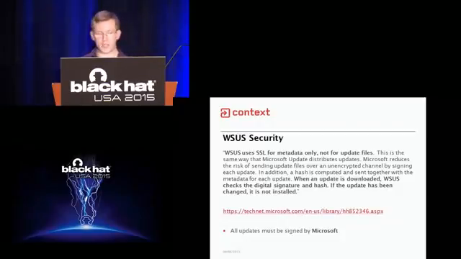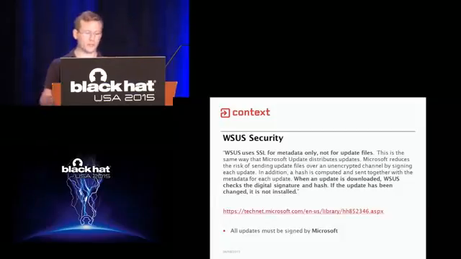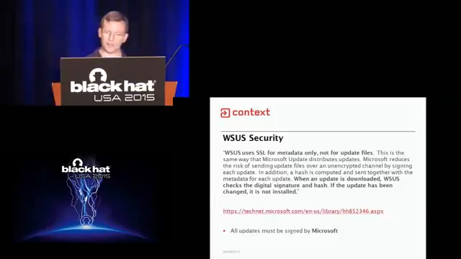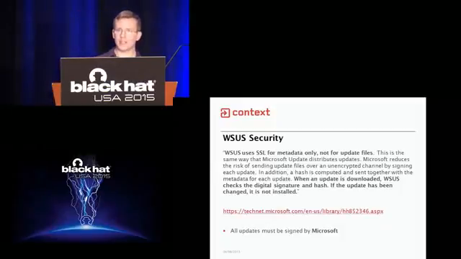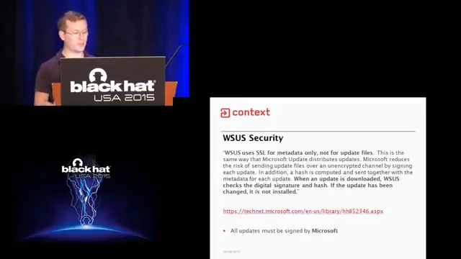So it explains a bit about the security of it. What it says is WSUS uses SSL for metadata only, not for update files. So the update files are always fetched over HTTP, and that's the same for Windows Update as well. It then goes on to say that the update files themselves are signed, and it uses hashes of the files as well. So when an update is downloaded, WSUS checks the digital signature and the hash, and if the update has been changed, then it doesn't install it. So essentially, if the updates have been tampered with in any way, then it's game over. And one really important thing is that the updates have to be signed, but they have to be signed by Microsoft.